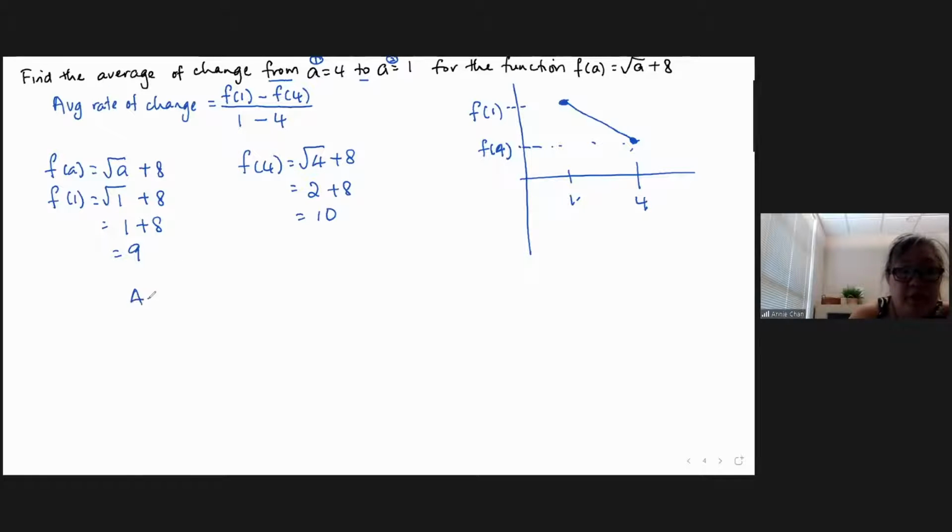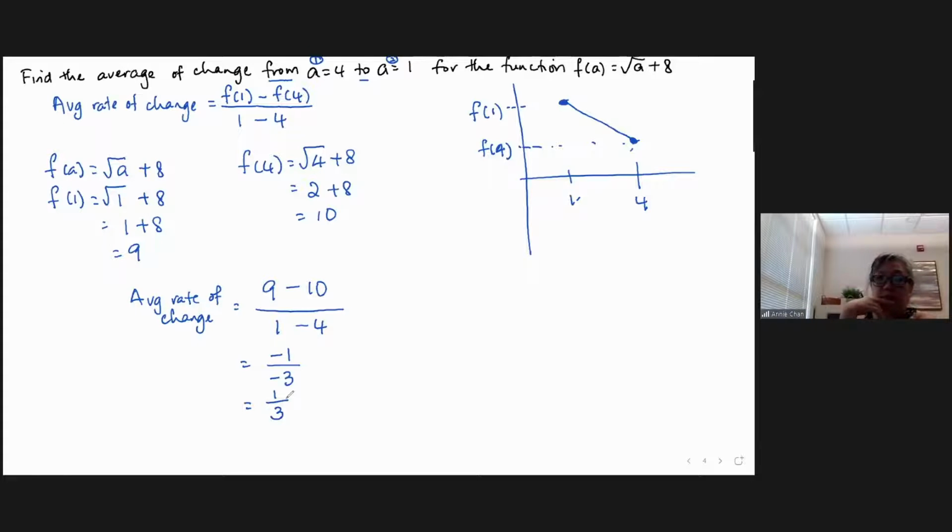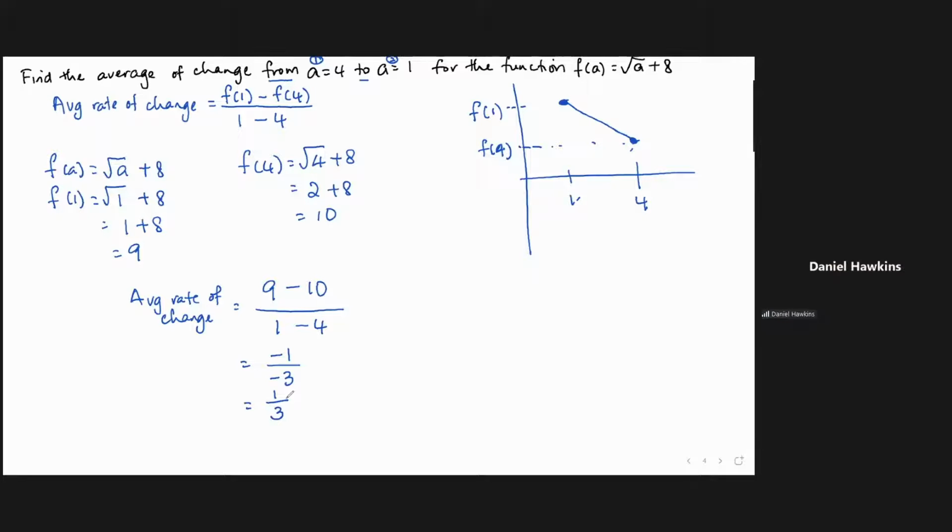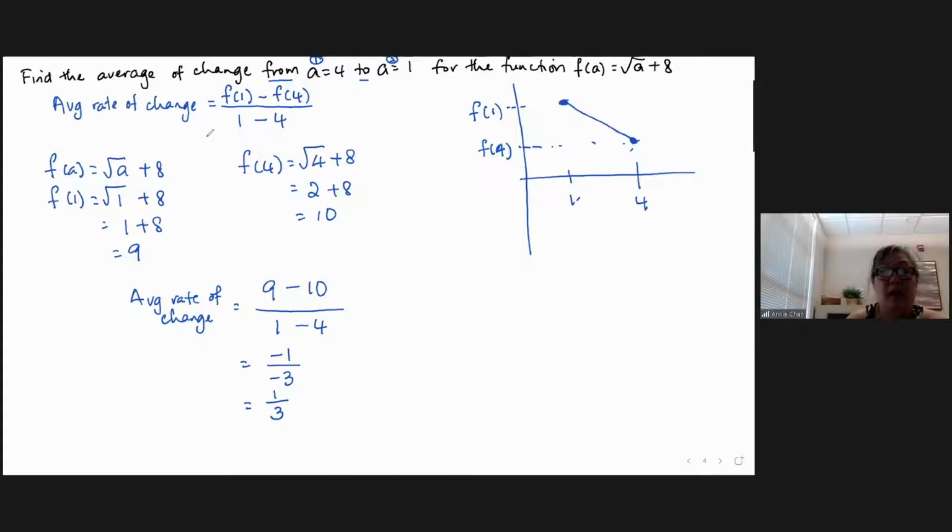So I'm going to say the average rate of change would be f of 1, that's 9, minus f of 4, that's 10, over 1 minus 4. This will give me -1 over -3, and the rate of change is 1/3. And that's it, if that's what they're asking, average rate of change.